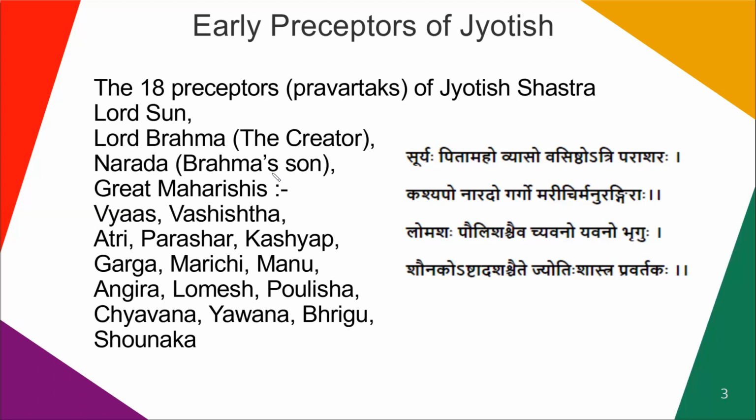So, Maharshi Veda Vyasa was the son of Maharshi Parashara. We all know that Maharshi Veda Vyasa wrote Mahabharata. So it is believed that Maharshi Parashara lived during the Mahabharata era. So all these great Maharshis, as well as the Lord Sun and Lord Brahma, were the early preceptors or pravartaks of Jyotish Shastra.